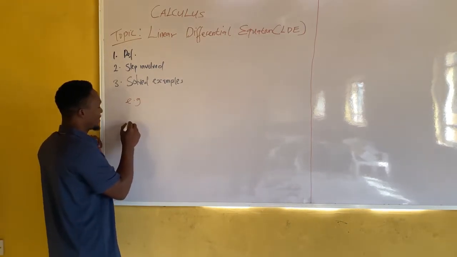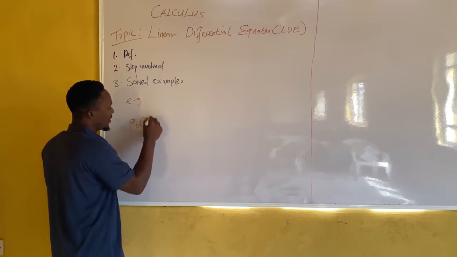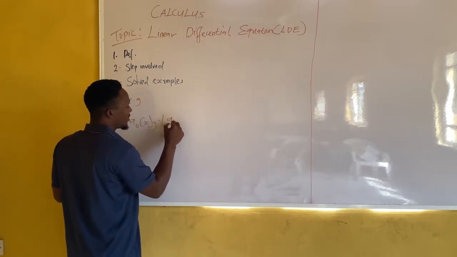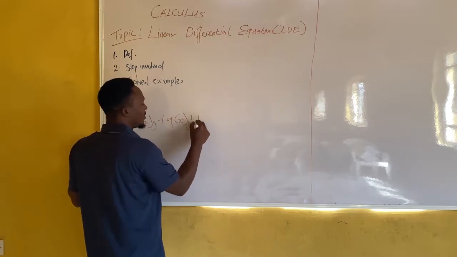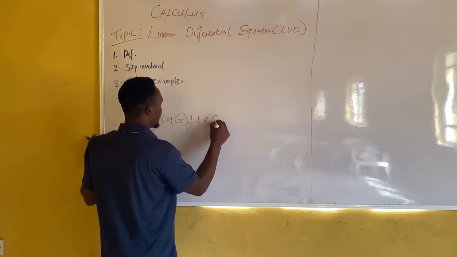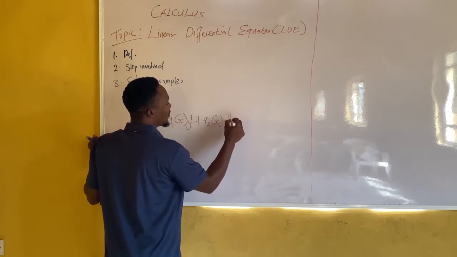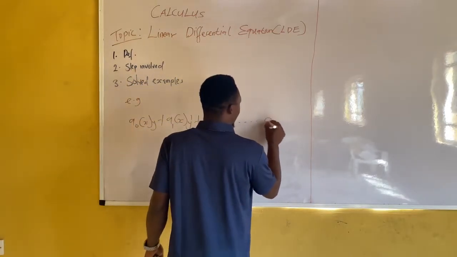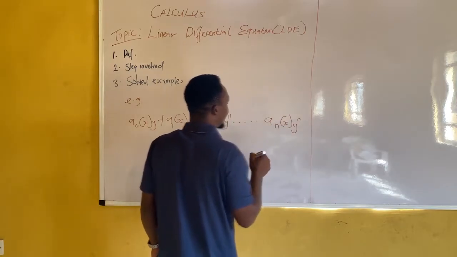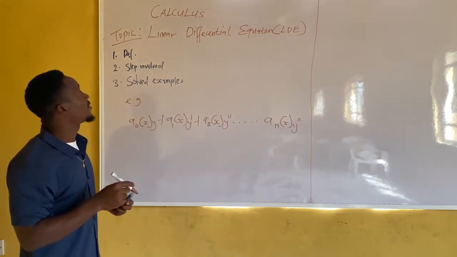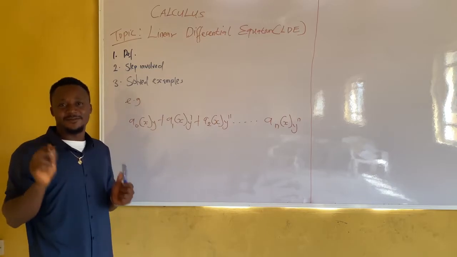An equation of this format: a0 xy plus a1 xy prime plus a2 xy prime prime up to an xy^n is simply a format of a linear differential equation.